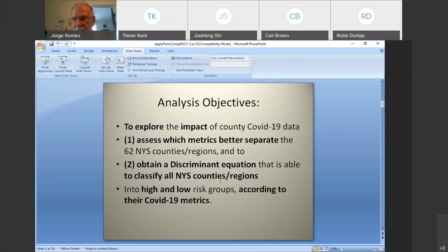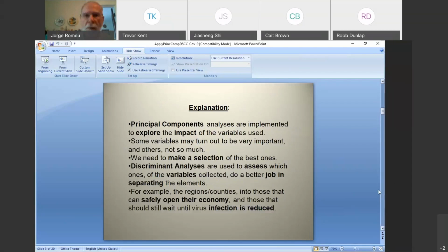Through that, we obtain the discriminant analysis equation that is able to classify all New York state counties according to their chances of becoming reopened with respect to their infection rates and so forth, and also to determine which of the metrics are going to be more useful.